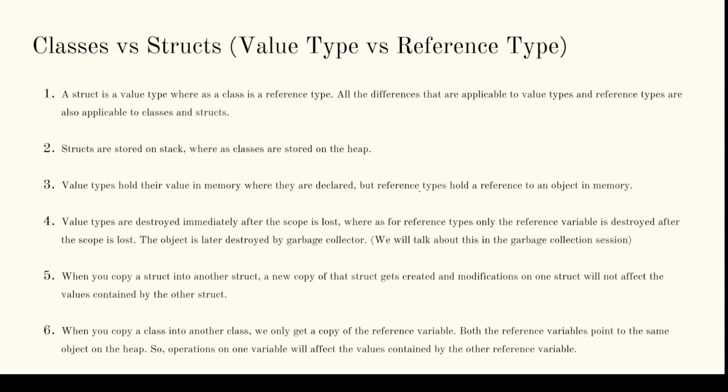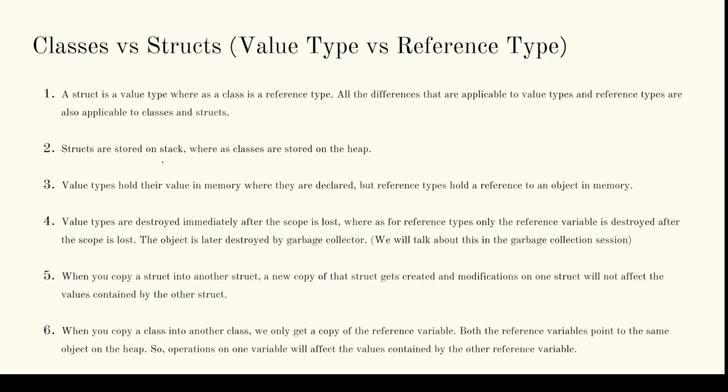Okay, so a structure is a value type, whereas a class is a reference type. So all the differences that are applicable to value types and reference types are also applicable to classes and structures. We will go into detail on what is a value type and what is a reference type. But for now, let's check the second point. It says structures are stored on the stack, whereas classes are stored on the heap.